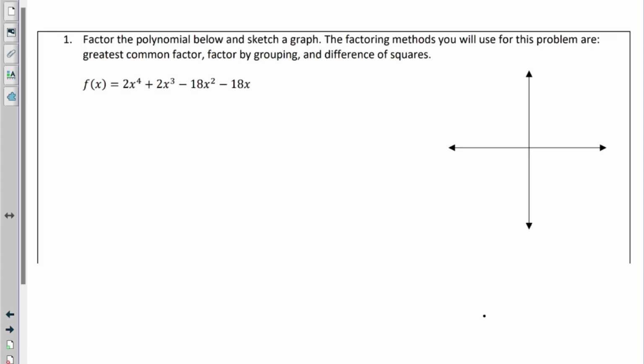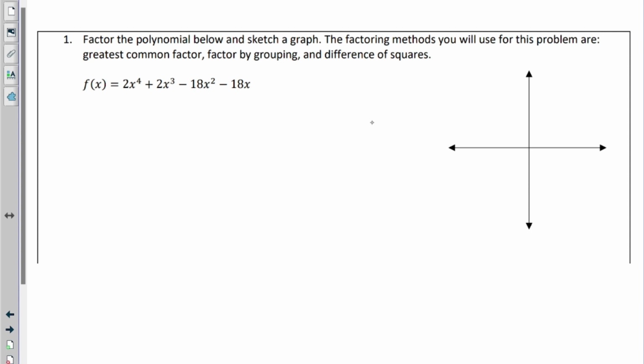This first problem is just a factoring problem. Factor and sketch a graph. They give us some factoring methods that we could potentially use: greatest common factor, factor by grouping, and difference of squares. And so let's just try to tackle this thing. The first thing I notice is that it's not a quadratic, right? So it has x to the fourth.